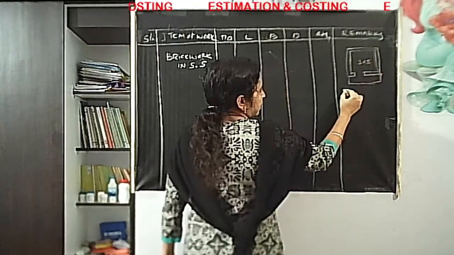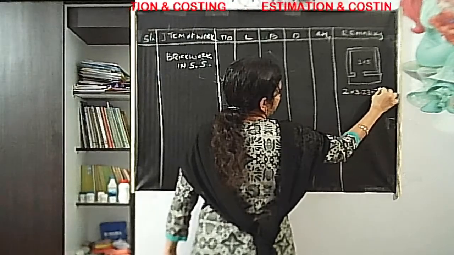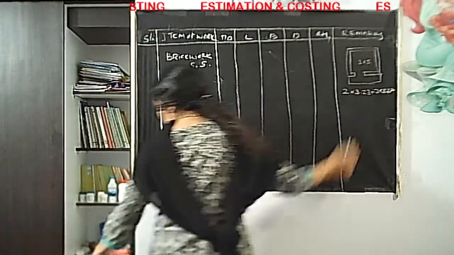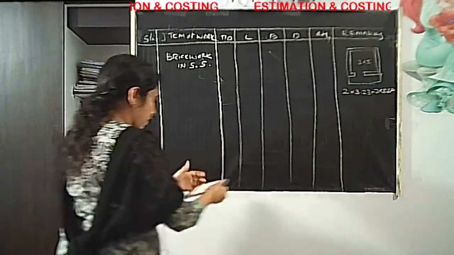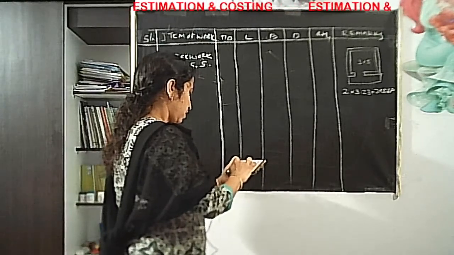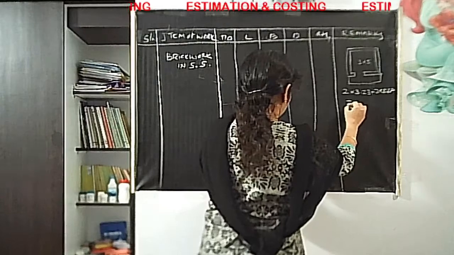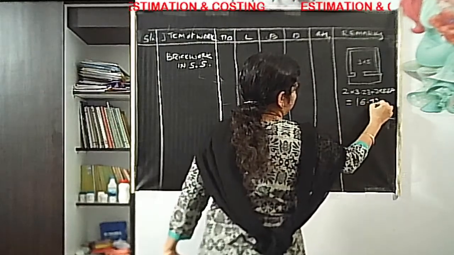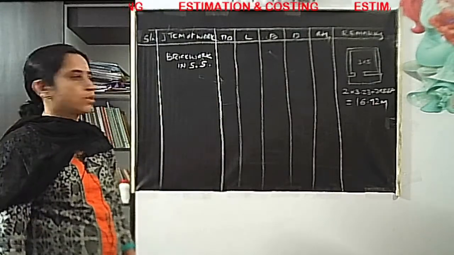So center line length will be 2 into 3.23 plus 2 into 5.23. So that is about your brickwork. Center line length is 16.92 meter. Center line length you have 16.92 meters.